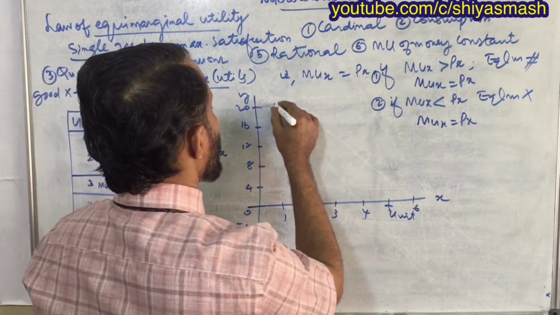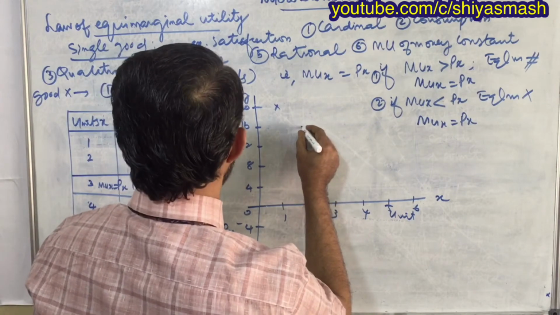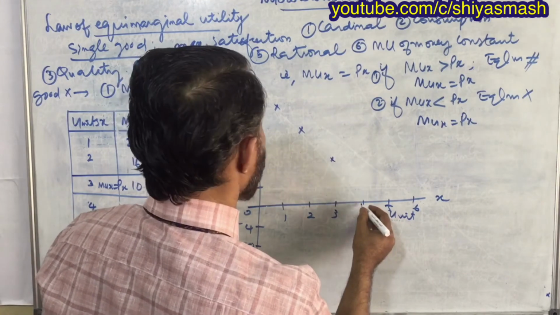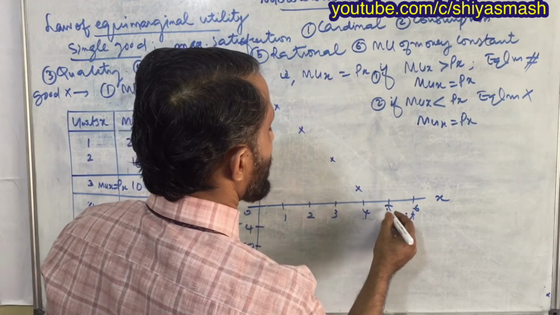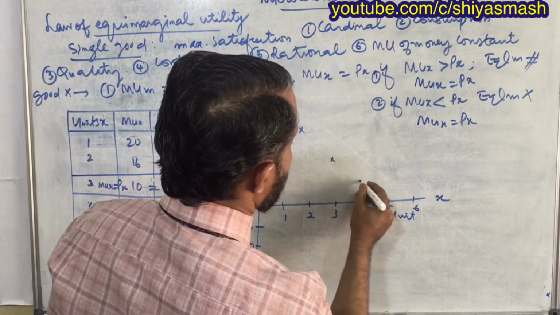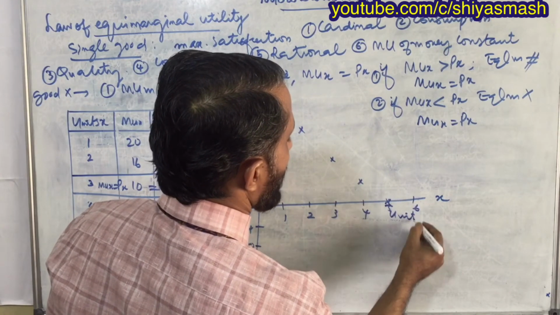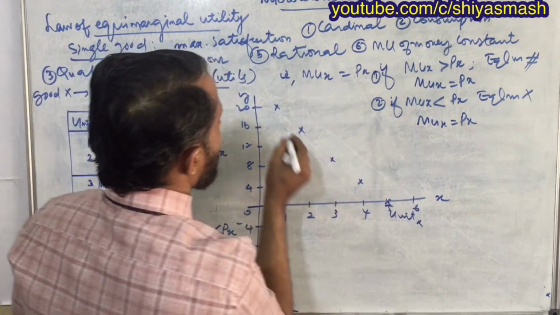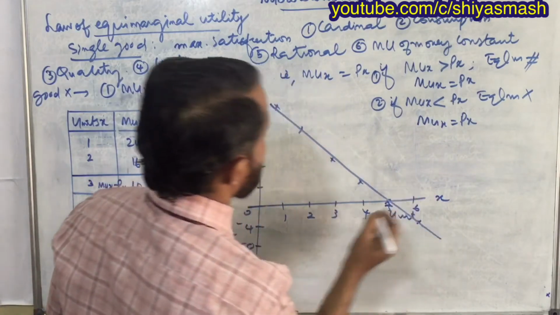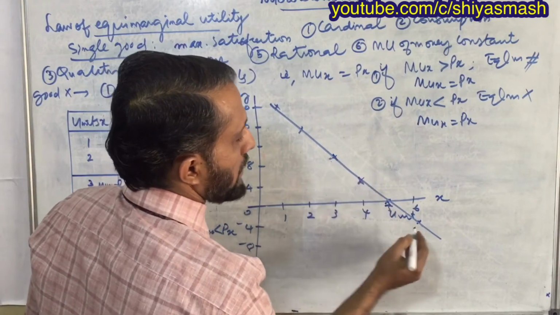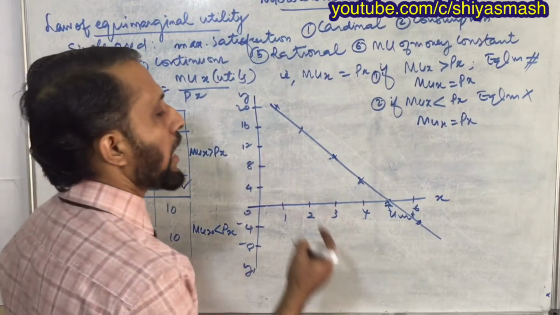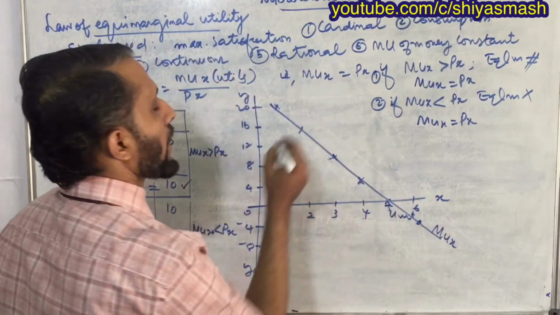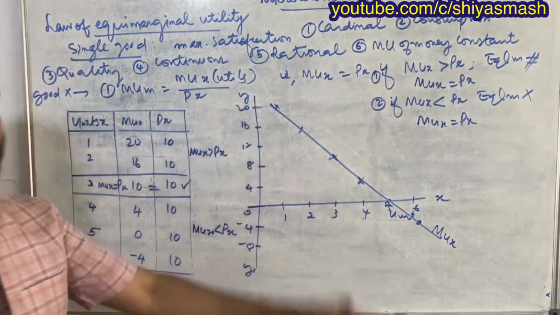One unit 20. Next one 16. Third one 10. Fourth one 4. The fifth one is a little bit difficult, it is 0, and the next one minus 4. Let's draw with a scale, okay? Yes, almost correct. If you use a scale, you will get the correct one. This is the curve. Which curve? MU curve, MU of X. You can write MU of X. Any curve, up or down, you have to write MUX.